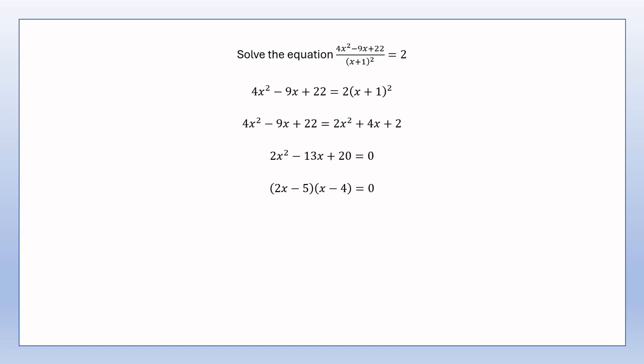Anyway, since here we have the product of two numbers equal to 0, then at least one of the factors must be equal to 0. We don't know which one, however, so we have: if 2x minus 5 equals 0, then x equals 5 halves, and if x minus 4 equals 0, then x is equal to 4. And we're done.